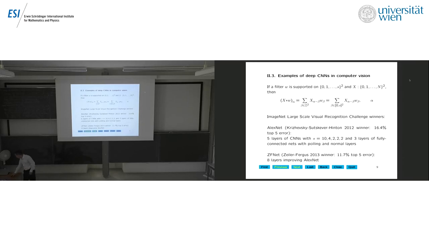So let me draw a graph here to illustrate a little bit on these computer vision applications. Suppose we have an image, which is, say, from 0 to n. And then we have a very small matrix, say, a 3 by 3 matrix W. So altogether, we have 9 numbers, which are the parameters used for the CNN in one process.